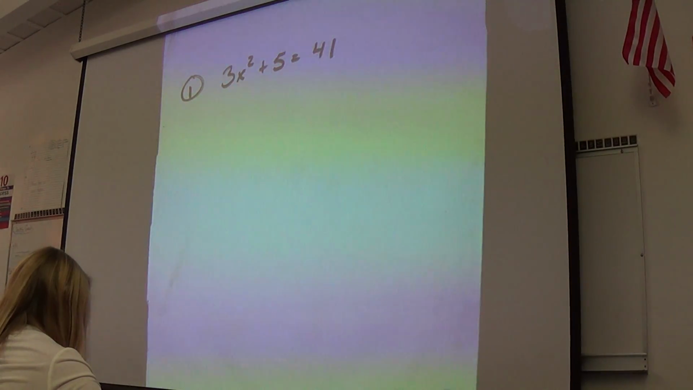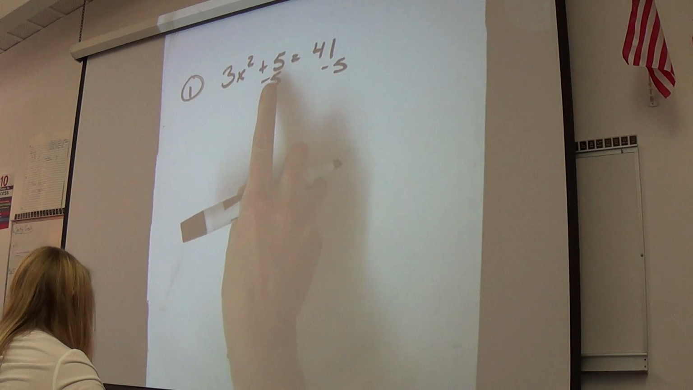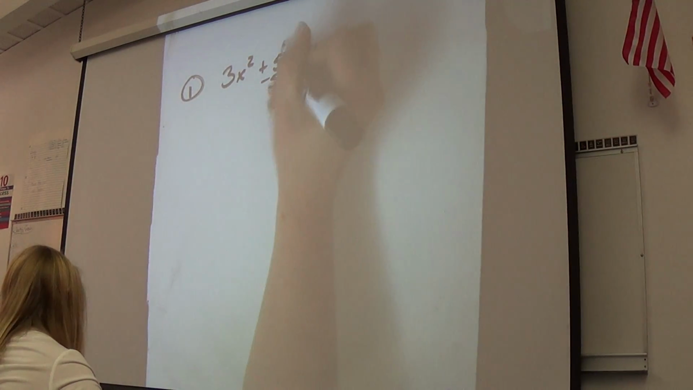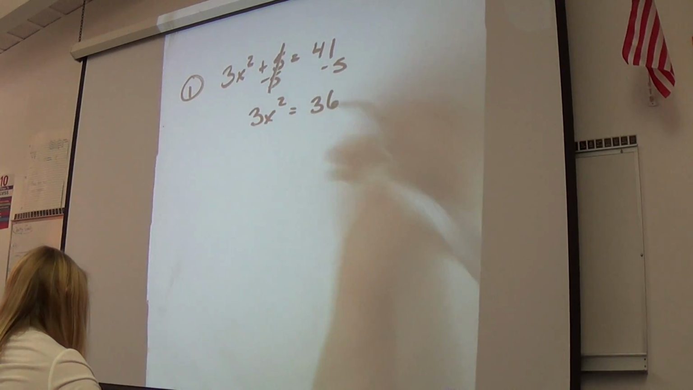Subtracting 5 over 4. Good. Subtract the 5 from both sides. Because it's a positive 5, we have to subtract it to make it 0. That cancels out. I'm left with 3x squared is equal to 36.